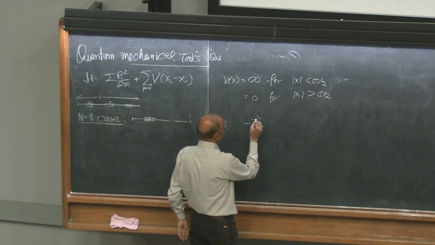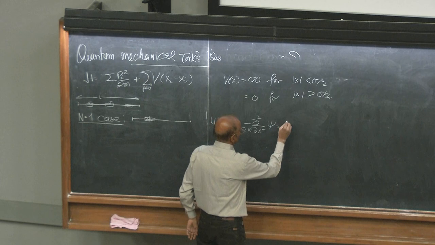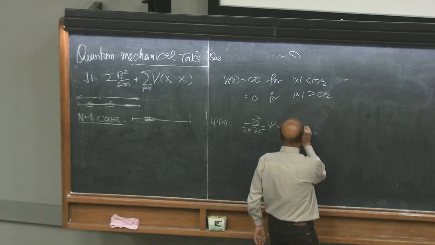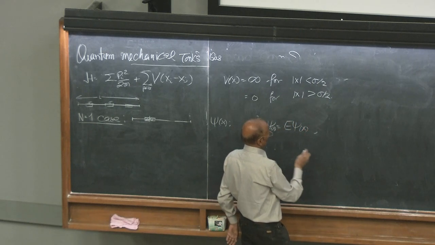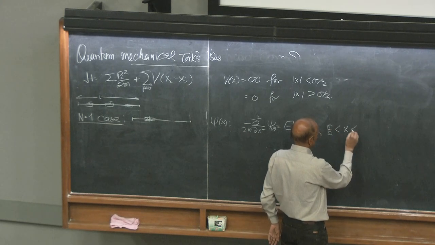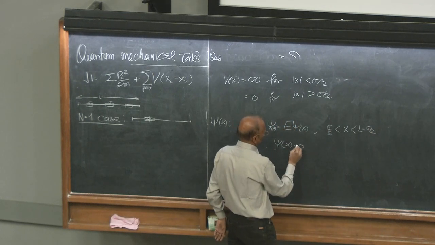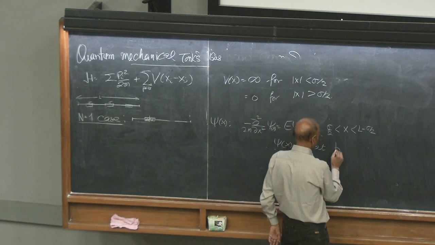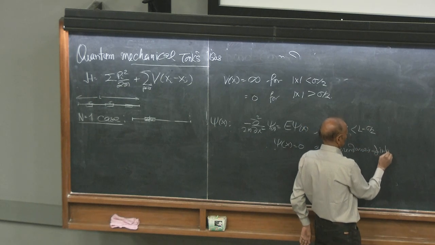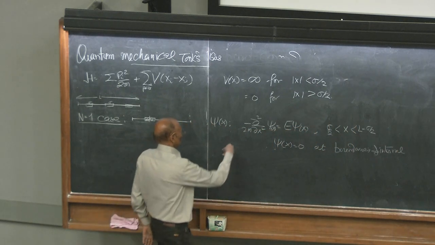that satisfies minus h cross squared by 2m times d squared psi by dx squared equals E psi of x, where x lies between sigma by 2 and L minus sigma by 2, and psi of x equals 0 at the boundaries of this interval. So that is well studied and well known. All the answers are known.